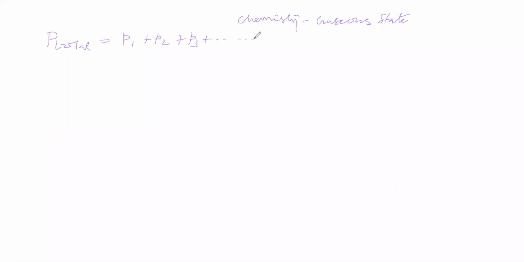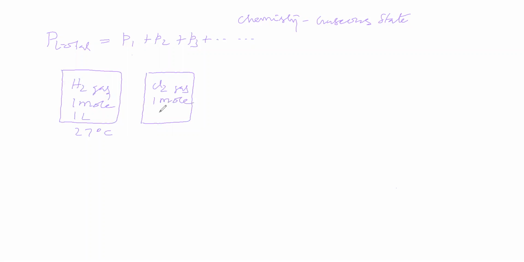Now let us take a gas. Let us take hydrogen gas. It is 1 mole, the volume is 1 liter, and the temperature is 27 degrees Celsius. Let us take another vessel. In this other vessel, we will take Cl2 gas. It is 1 mole. The volume of the vessel is 1 liter, and the temperature of the gas is around 27 degrees Celsius.